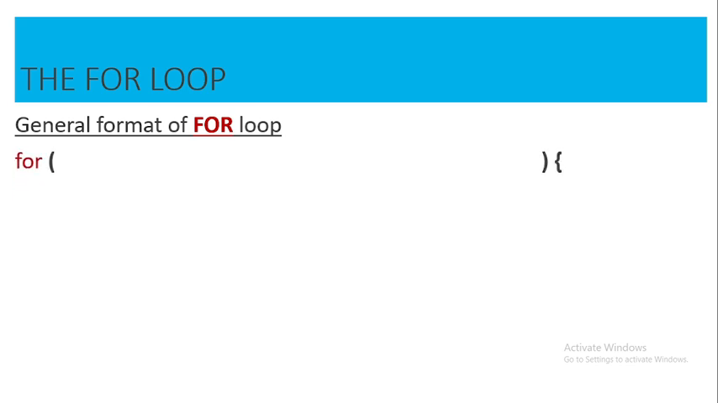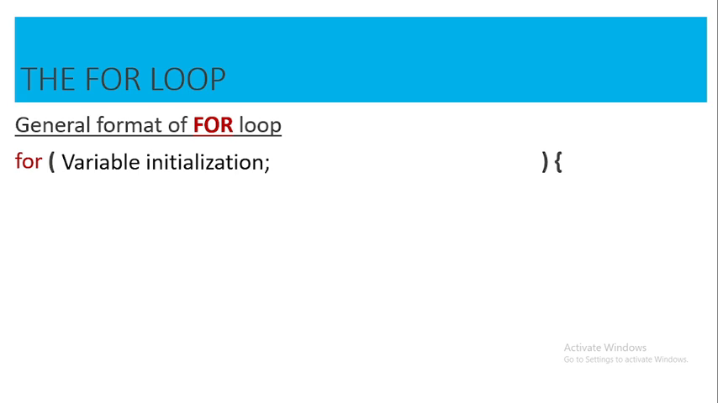We have the for keyword, then the parenthesis, so we have the open bracket, then the close bracket. Inside the bracket, the arrangement is as follows. First comes the variable initialization, and then we end it with a semicolon. So always, after the variable initialization, we end it with a semicolon.